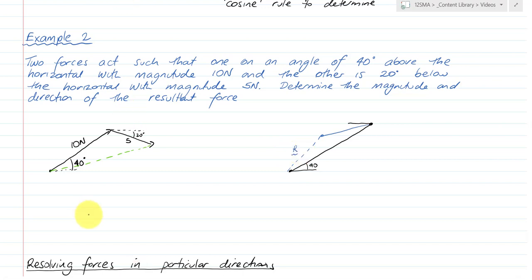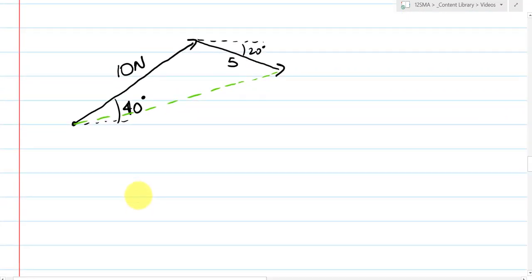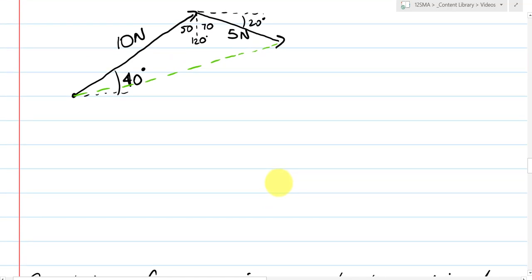Now I need to just fill in some more information. So the further information I've got is that's 20. Then this is, my diagram's going to be ruined in a second, that's 70. And if this is 40, then that's 50. And so consequently I've got a 120 degree angle with 10 newtons and 5 newtons. And so to find my magnitude, which I'll call m, I get m squared is equal to 10 squared plus 5 squared minus 2 times 10 times 5 times cos of 120. And would you believe it, cos of 120 is just negative a half, so happy days there.